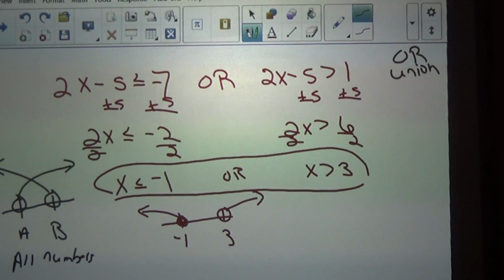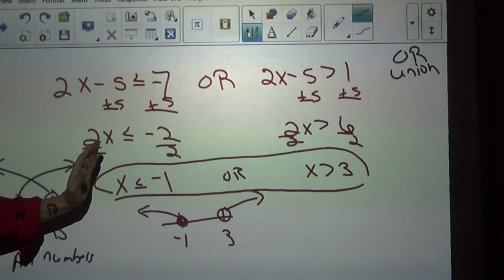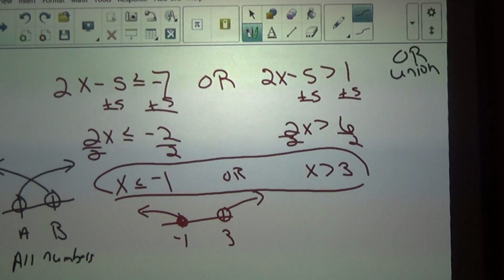Everybody all right on that? Because this gets every number less, and I got every number greater. So, oh, I'm still thinking about the intersection. Yeah, it's not the intersection, it's a union, so it means everything.